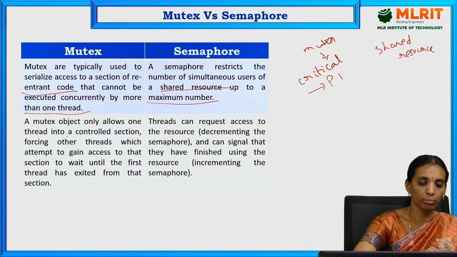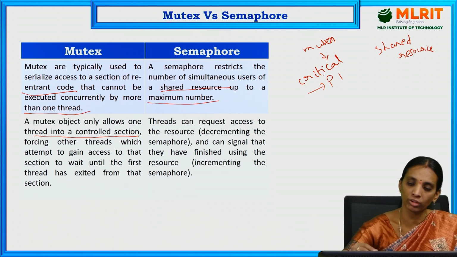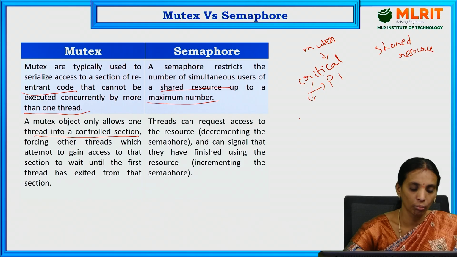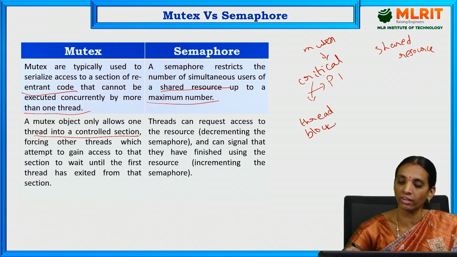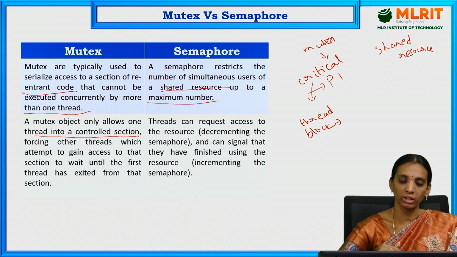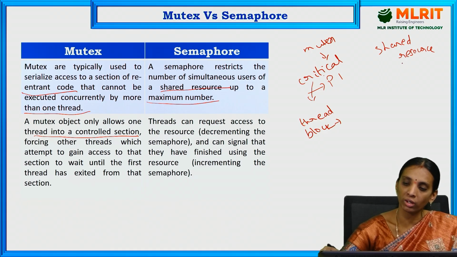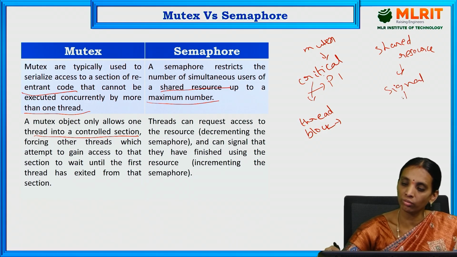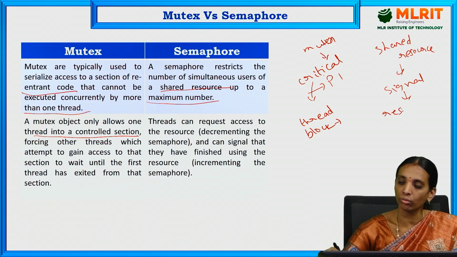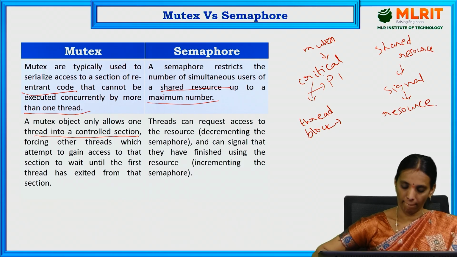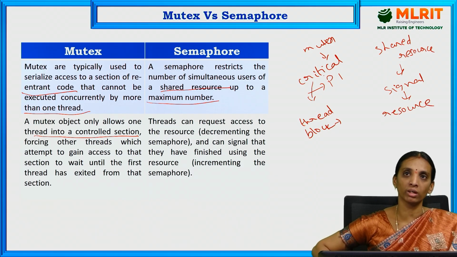The mutex object allows only one thread into the controlled section, forcing other threads into the waiting state. Whatever process is in the critical section, it allows only one thread and blocks or makes other processes wait. But a semaphore cannot block any process. Whatever signal is given by any process, it will allocate the resources to that process. So these are the differences between mutex and semaphores.